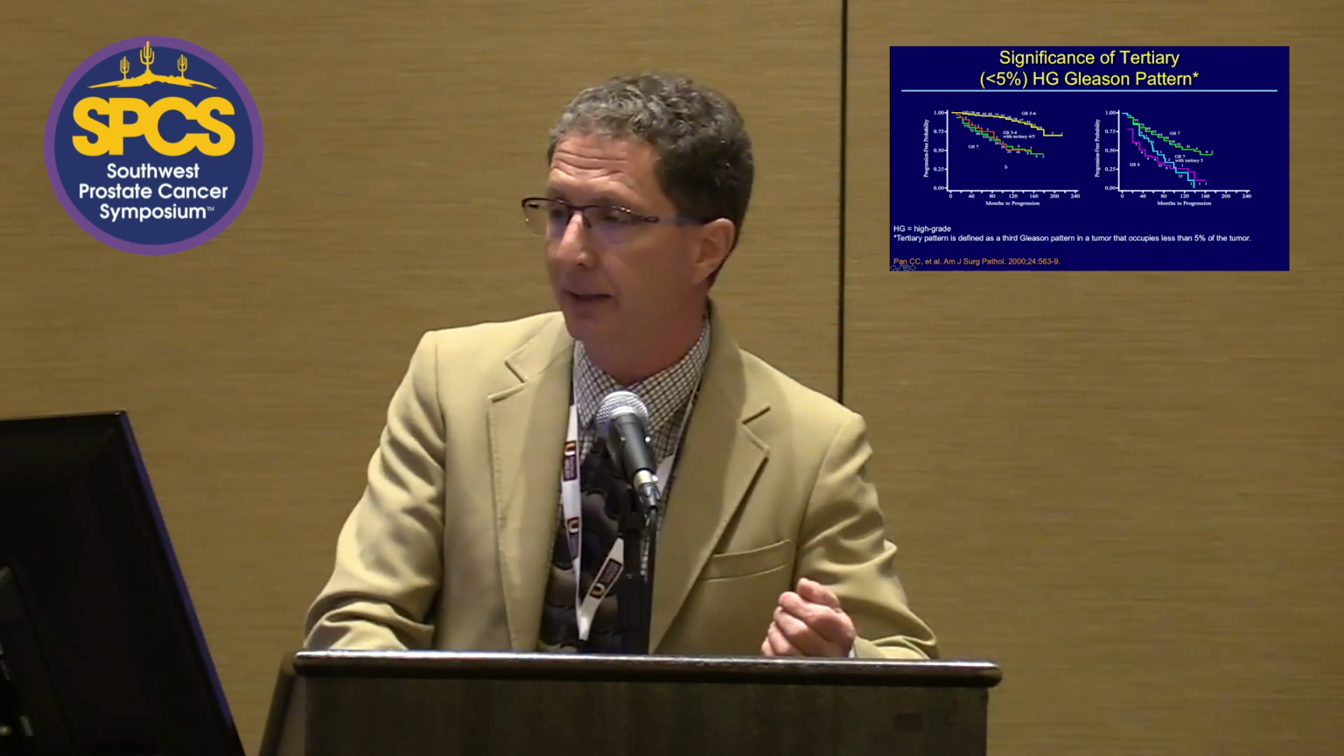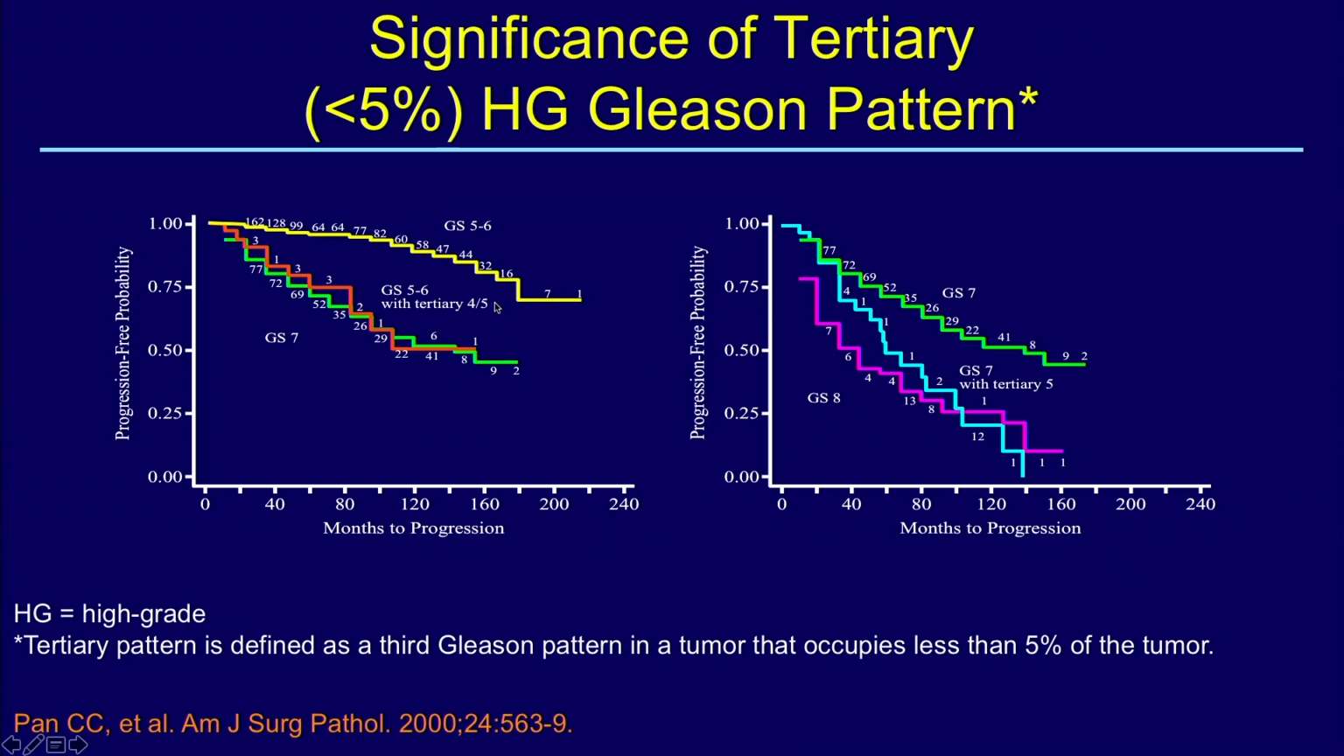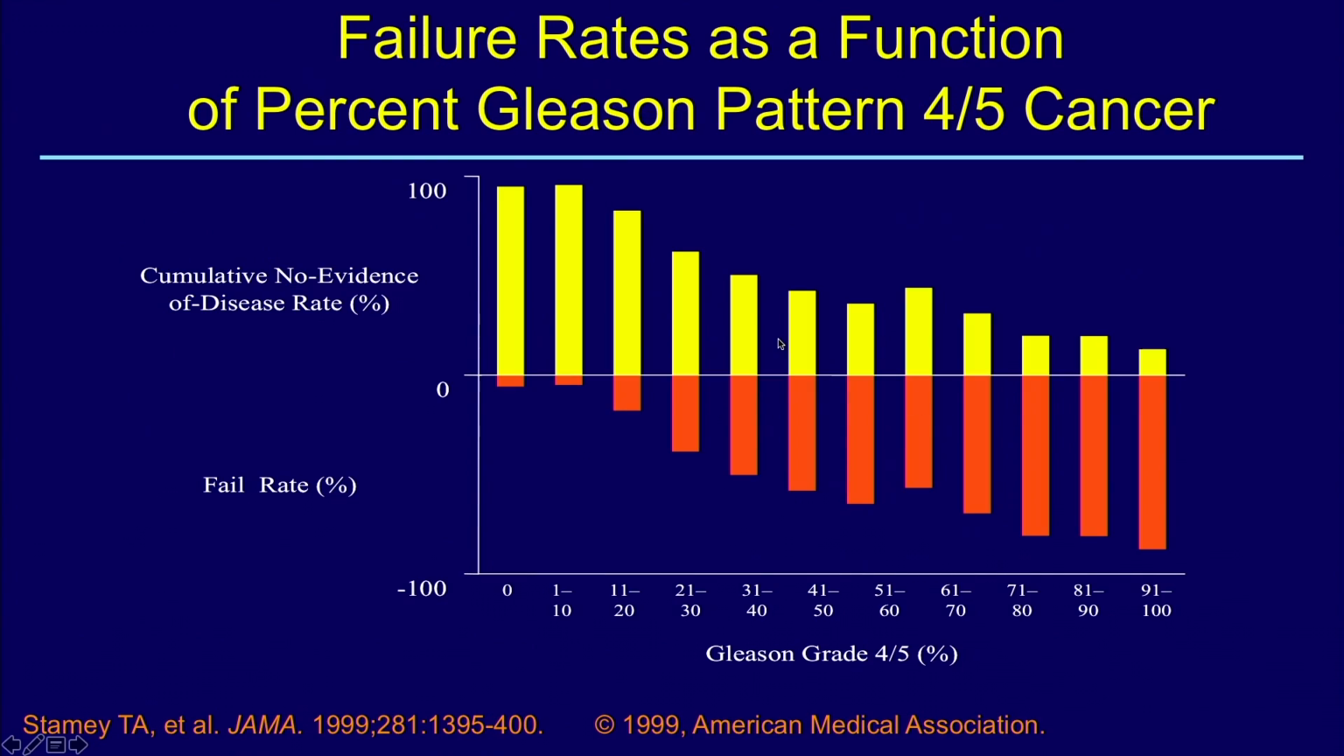Why was this? There was data behind this. Some of the best data comes out of Johns Hopkins. They looked at low-grade tumor with a tertiary, remember less than 5% of a higher grade pattern, in this case 4 or 5, and they showed that if you had that small amount, it actually behaved like a Gleason 7. You should have included it in the Gleason score to begin with. Even if you have a Gleason 7 with a little bit of tertiary 5, it's going to behave worse and so should be included.